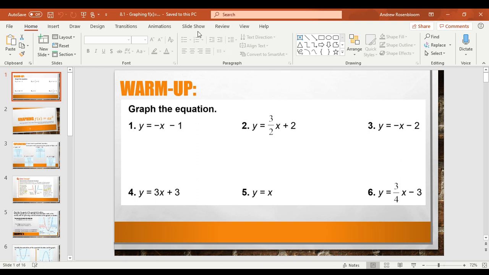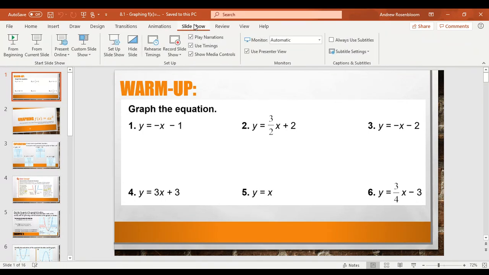Good morning, guys. We are moving into Chapter 8. Chapter 8 is all about graphing quadratic equations. So let's get going.